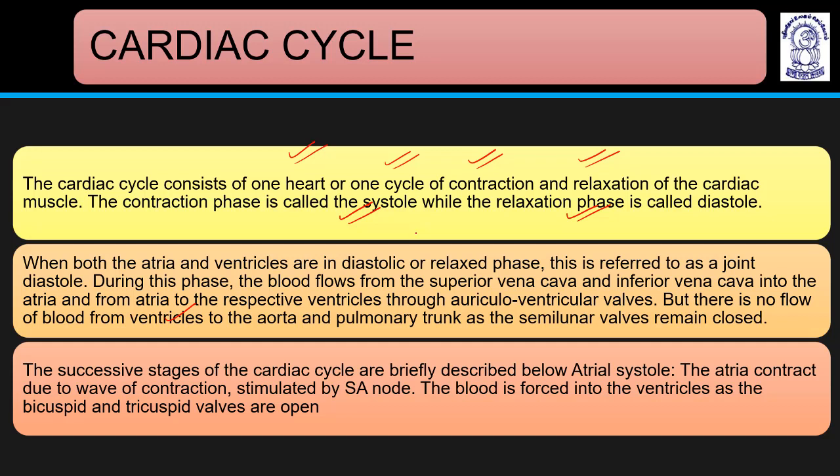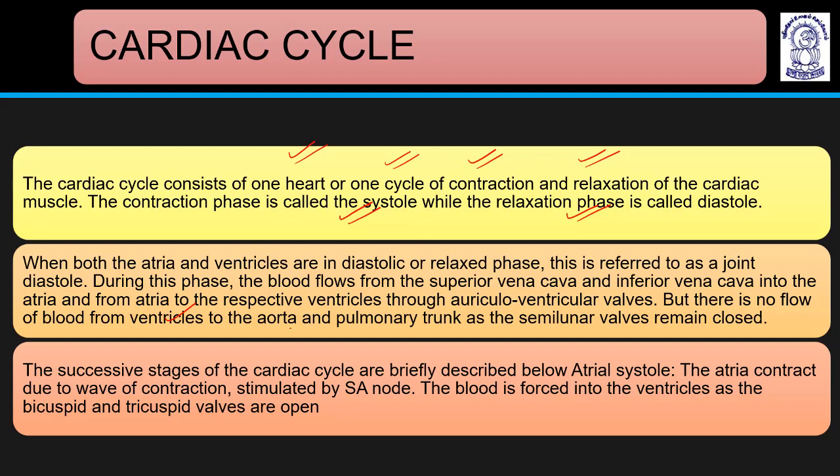The successive stages of the cardiac cycle are briefly described below. The first is atrial systole. The atria contract due to the wave of contraction stimulated by the SA node. The cycle basically starts from joint diastole and ends in joint diastole.